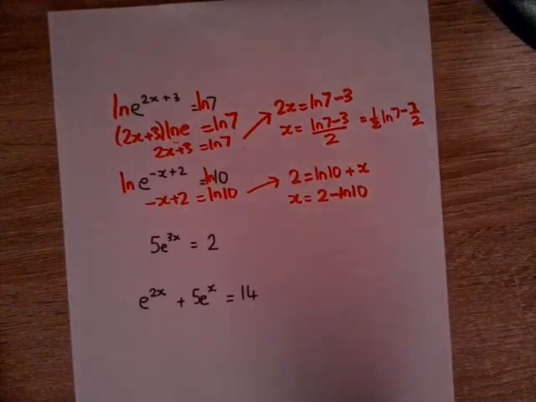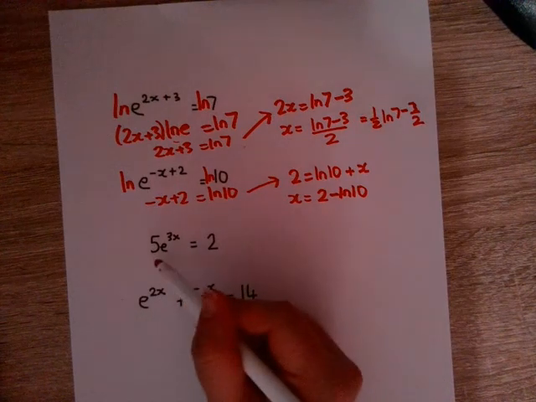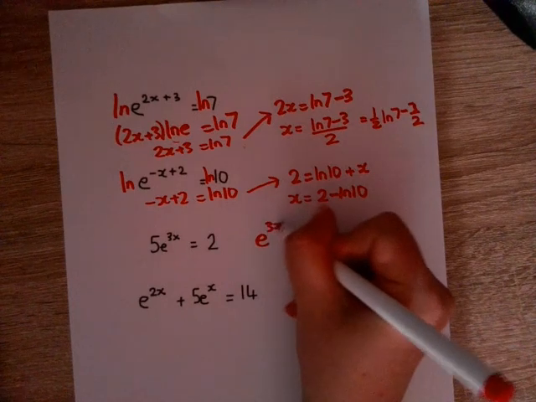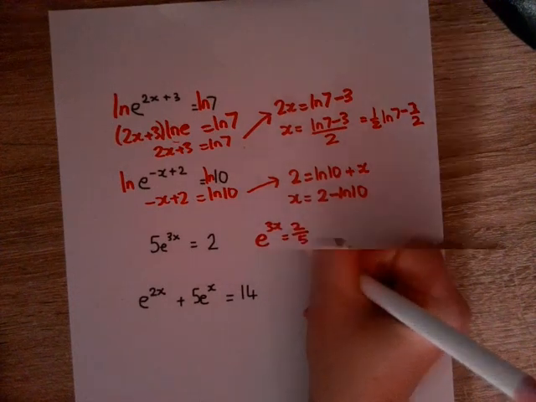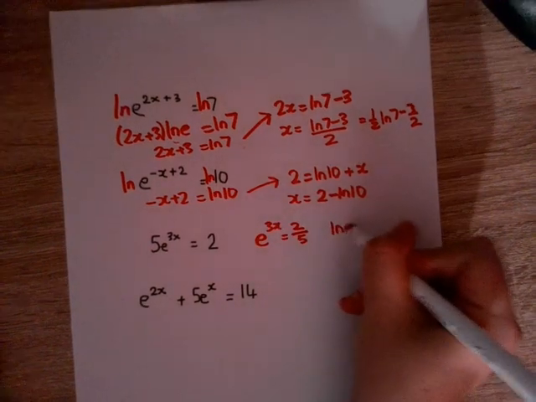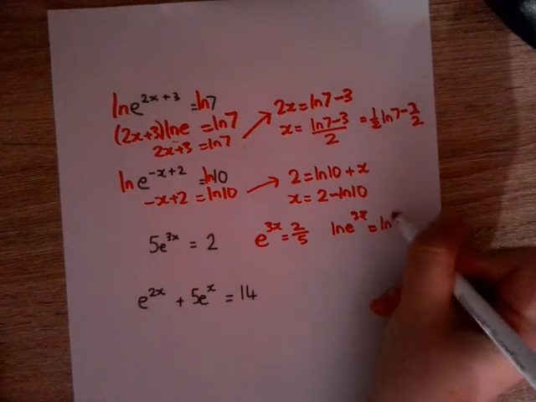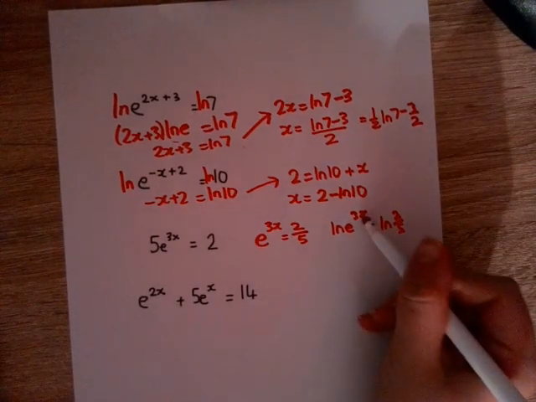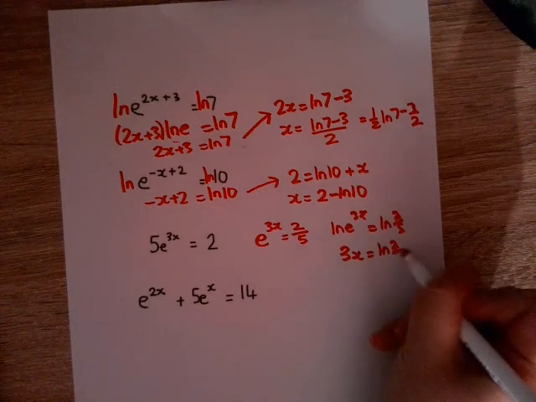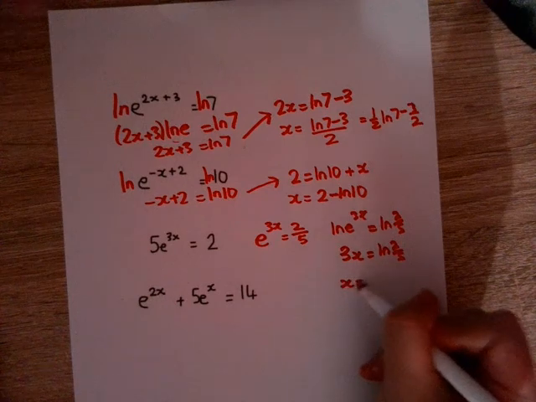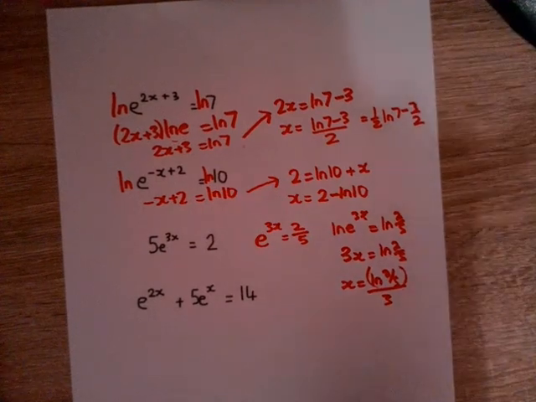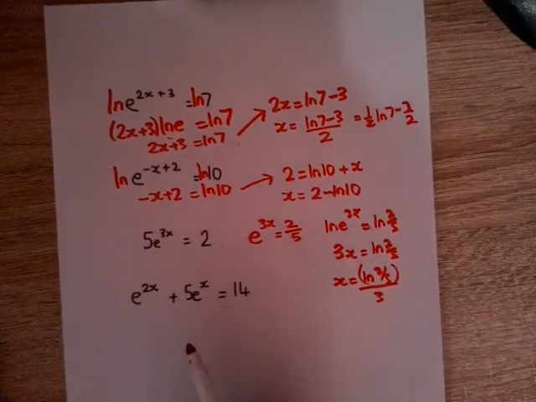Right, the next one, like I mentioned earlier, we haven't got the exponential on its own, so you want to divide by 5 first, so e to the 3x equals 2 divided by 5, or 2/5. Now we can learn both sides, so ln e to the 3x equals ln 2/5. So bring the power down, we know ln e would be 1, so it would be 3x equals ln 2/5, and so then you'd have to divide by 3, so ln 2/5 divided by 3.